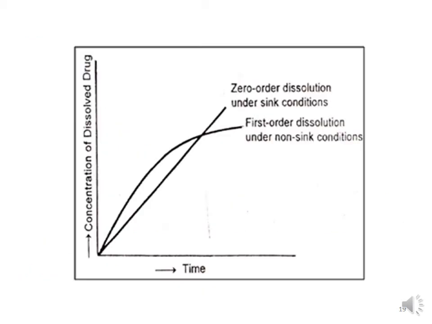This figure shows the difference between zero order release and first order release. In case of zero order, the amount released per time is constant, showing a straight line relationship where there is a constant release rate, while in case of first order release, there is a change in the release rate with time, and usually there is a decline in the release rate with time.